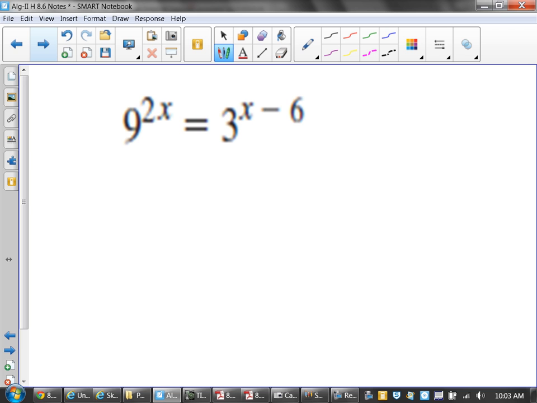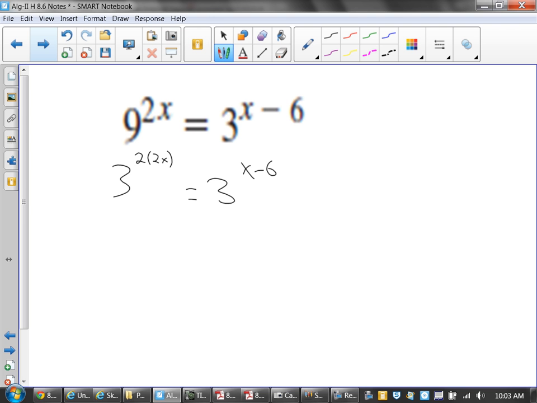What are you going to change the bases to? 3's. So on the left-hand side, what do you get when you change that base to a 3? What's your new exponent? 4x. I'm just going to write it just like this so that we understand what we're getting at here. Everybody okay with that? On the other side, I have 3 to the x minus 6.